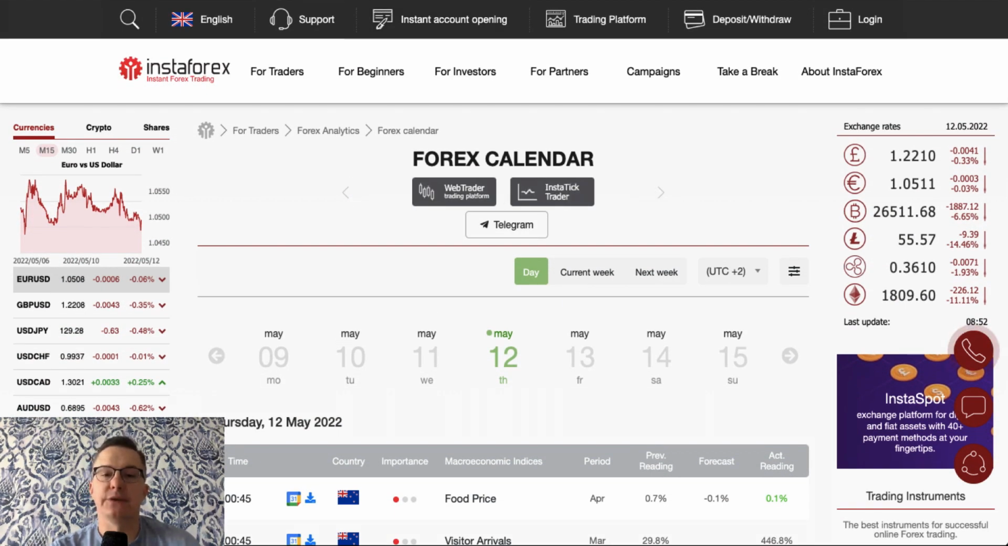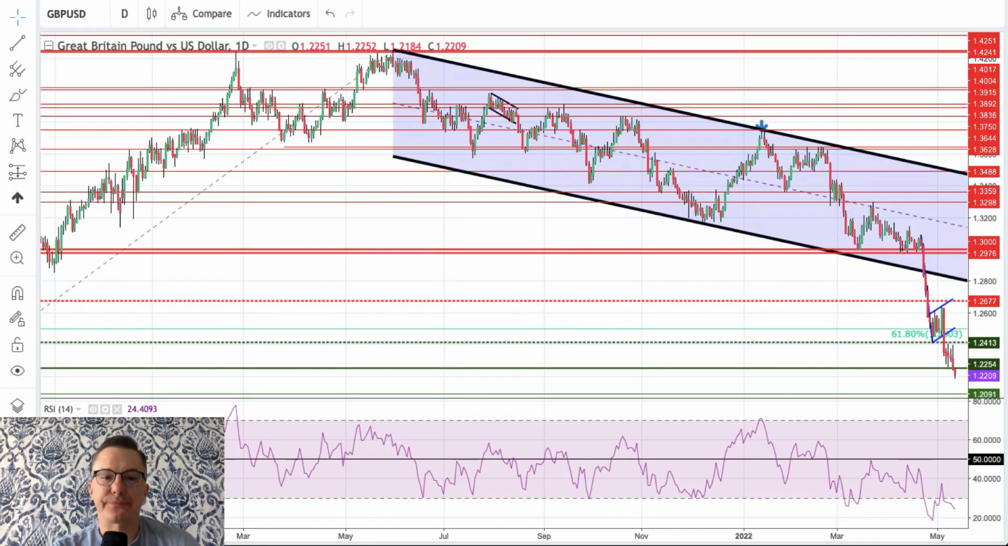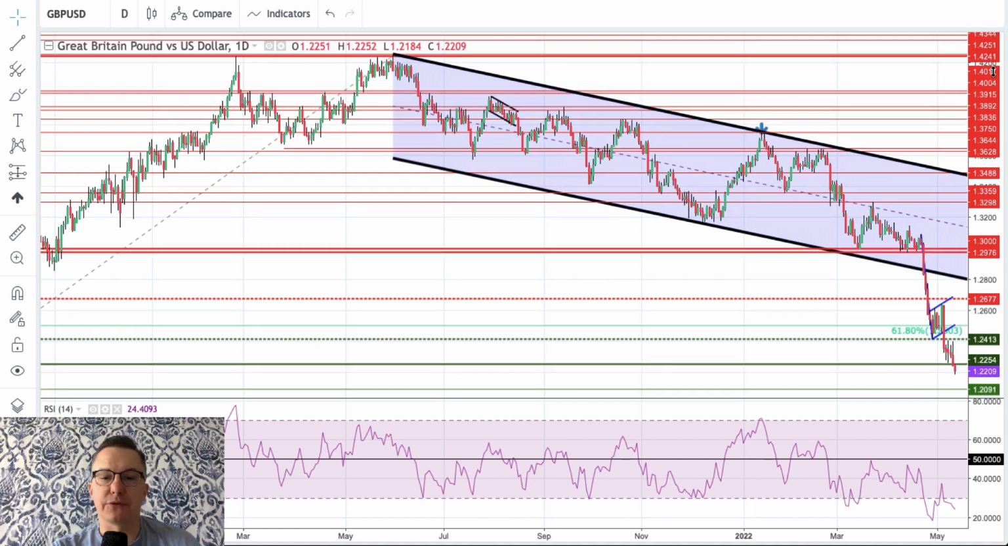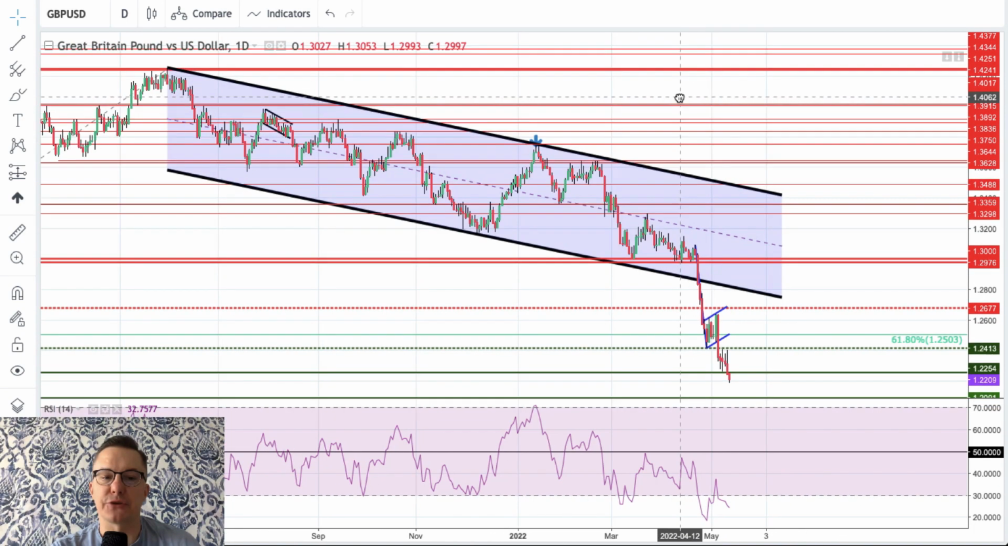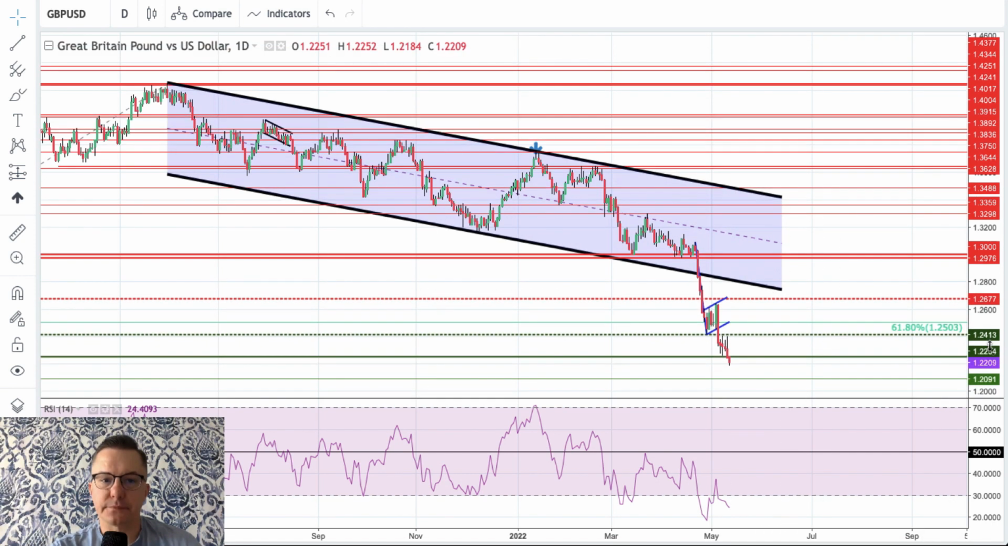However, let's start with the technical part, and the first pair that we are going to take a look at is cable, British pound to American dollar. Daily time frame chart of the British pound to American dollar, we can see acceleration here after the market broke out of this descending channel, multi-month descending channel. It started in 2021. Right now it's 2022. It's almost 1 year when we are trading here to the downside.